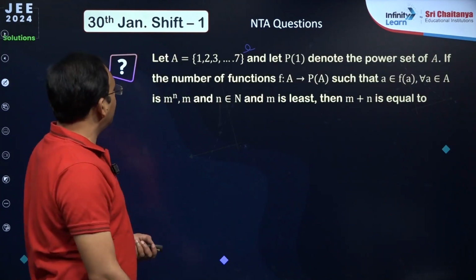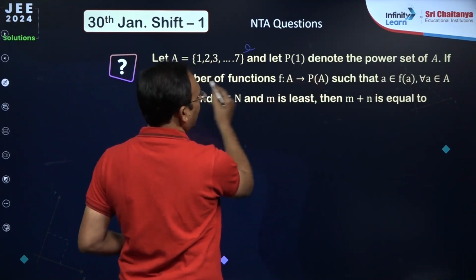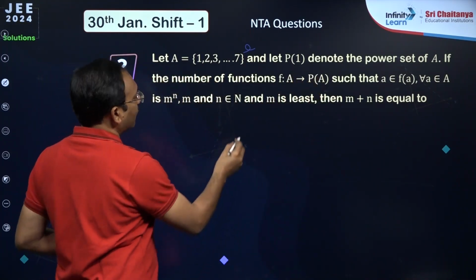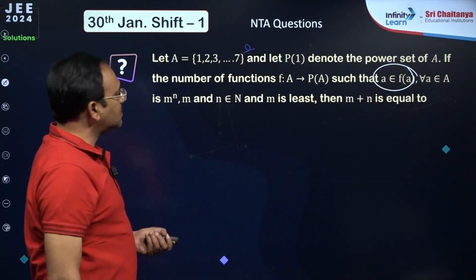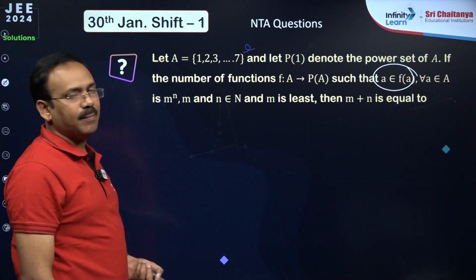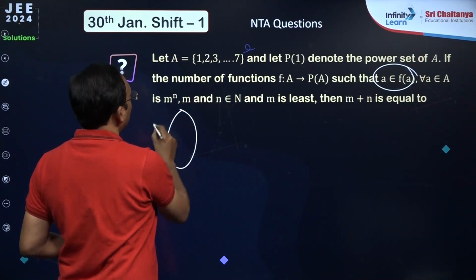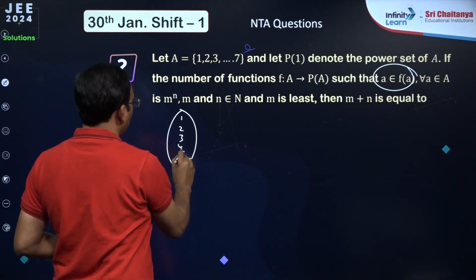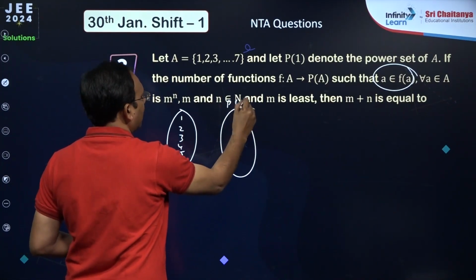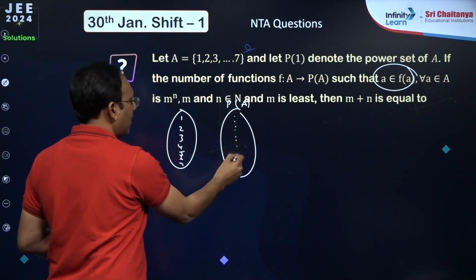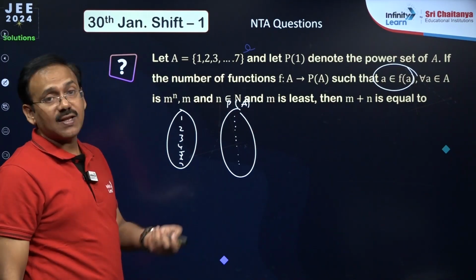Next, dear students, A is given as the set 1 to 7. P of A denotes the power set of A. If the number of functions f from A to P of A such that a belongs to f of a is m power n, find the value of m plus n, where m and n are natural numbers. The functions are prepared where the elements are 1, 2, 3, 4, 5, 6, 7, whereas the codomain will be the power set of A, that means subsets of A. Since A has 7 elements, it will have 2 power 7 subsets.